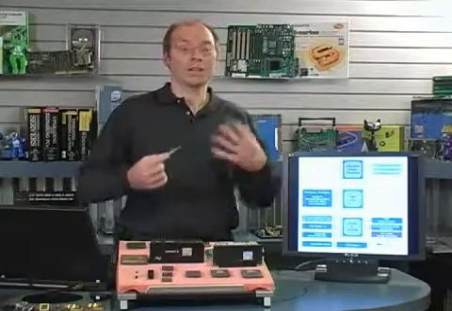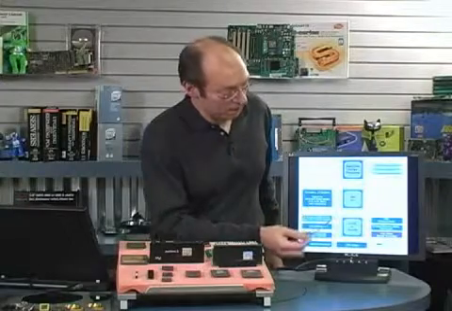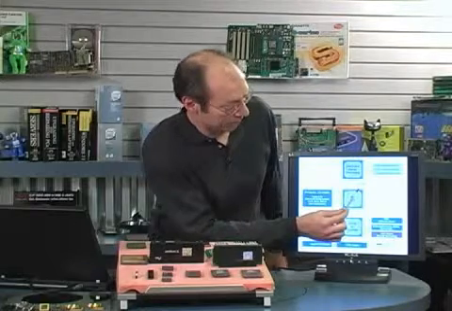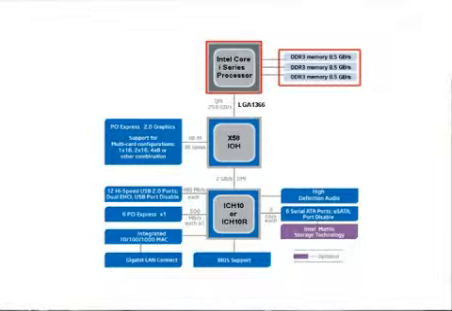Well, finally, Intel has gotten on the same bandwagon as AMD with that. So in this example of a Core i series system with an LGA 1366 socket, we can see that the memory is now directly connected to the processor.